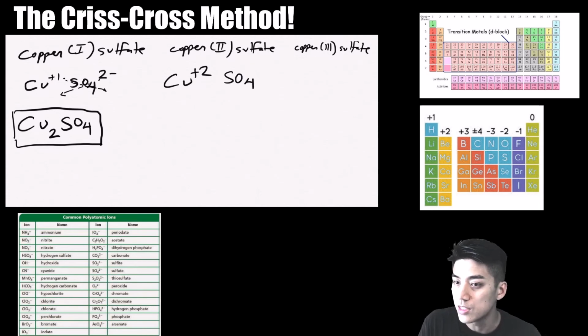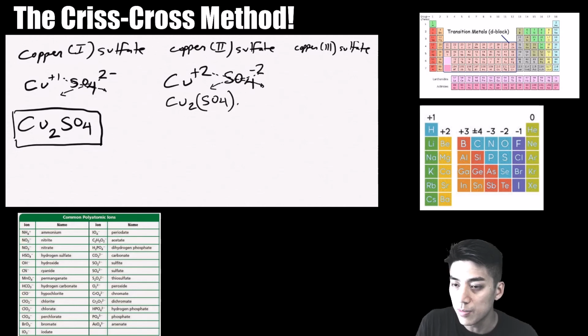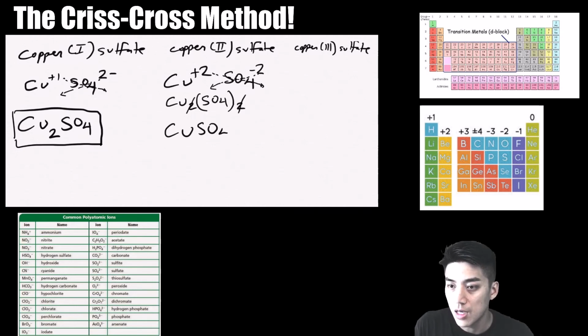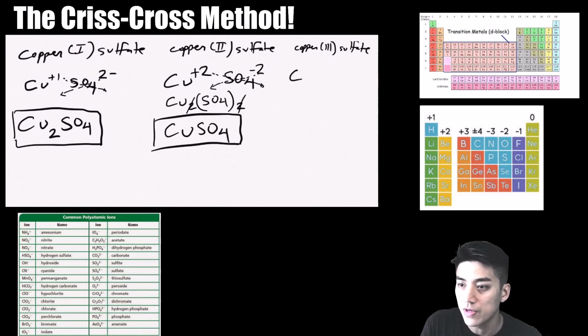Copper 2 means a copper with a +2 charge. And we're going to cross this over with a sulfate, which is still -2. And because the charges are the same, you're going to see that they simplify, but I'll just show you the work. Simplify the 2's, and it's CuSO4. It looks strange, but trust me, that's copper 2 sulfate.